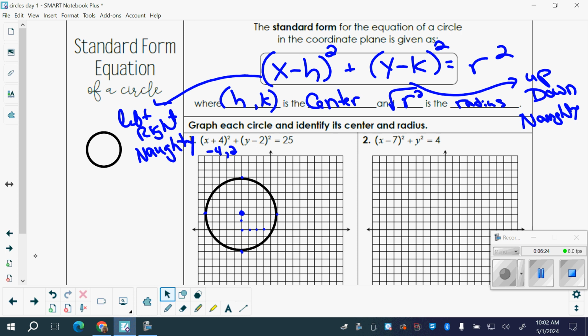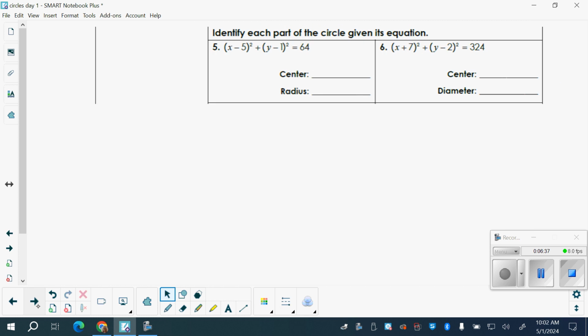Are we cool? Do we know how to draw a circle? Did yours look like a potato? Mine looks like a potato. Yes, that's it. How about this? What if I just gave you the equation and I said, don't draw it. Just tell me the center and the radius. Can you do number 5 for me?